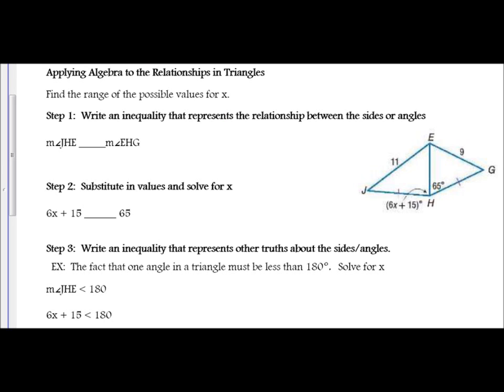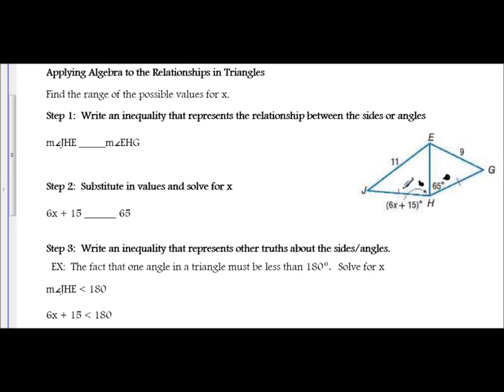All right, when we want to apply algebra to relationships in triangles, you have to think about all the relationships that exist and set up your inequality for that. So the first step is to write an inequality that represents the relationship between the sides or the angles. So the measure of JHE, well, JHE is here. Let's compare it to EHG.